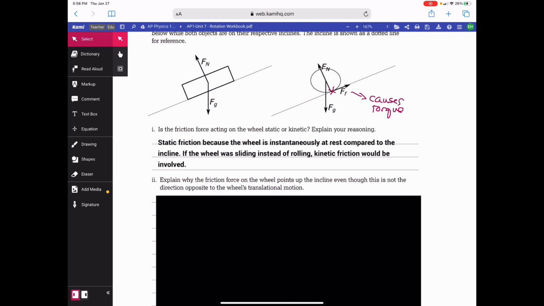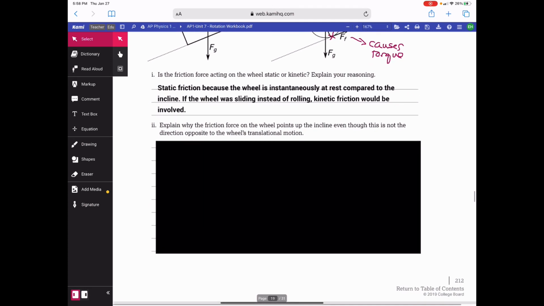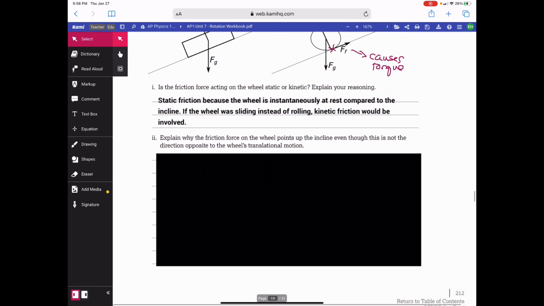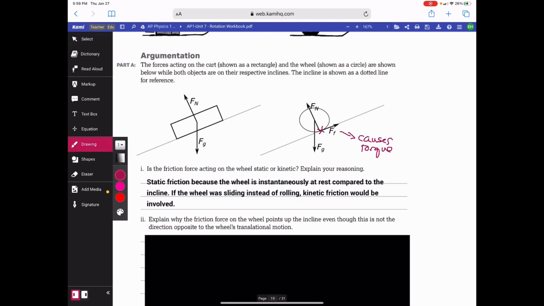Now, we're going to propose a verbal explanation as to why that friction force points up the incline. So explain why the friction force on the wheel points up the incline, even though this is not the direction opposite to the wheel's translational motion, because the wheel's translational motion is going up the hill. And so we would think of the friction as being opposite to that. At least that would be the case if this were a rough incline, which it's not.